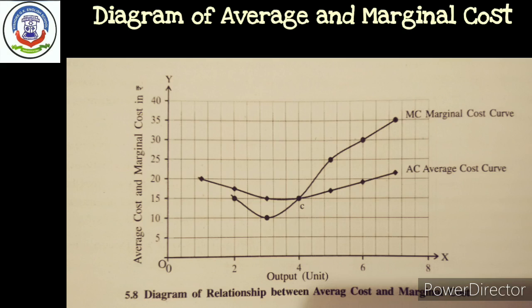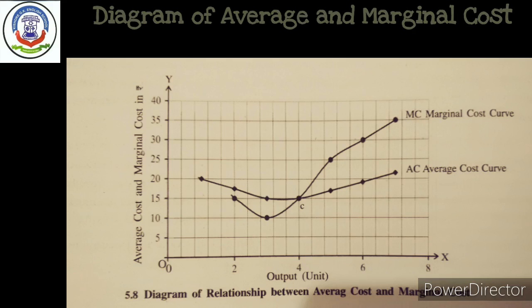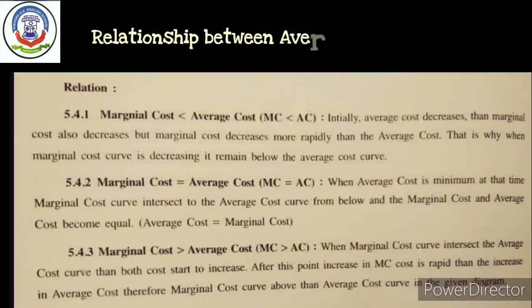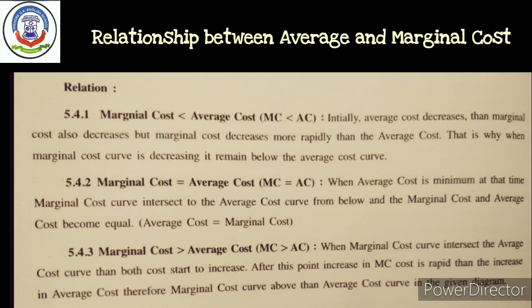The relation between average cost and marginal cost is also shown in the diagram. Initially, marginal cost is less than average cost. When average cost decreases, marginal cost also decreases. But marginal cost decreases more rapidly than the average cost. That's why when the marginal cost curve is decreasing, it remains below the average cost curve.